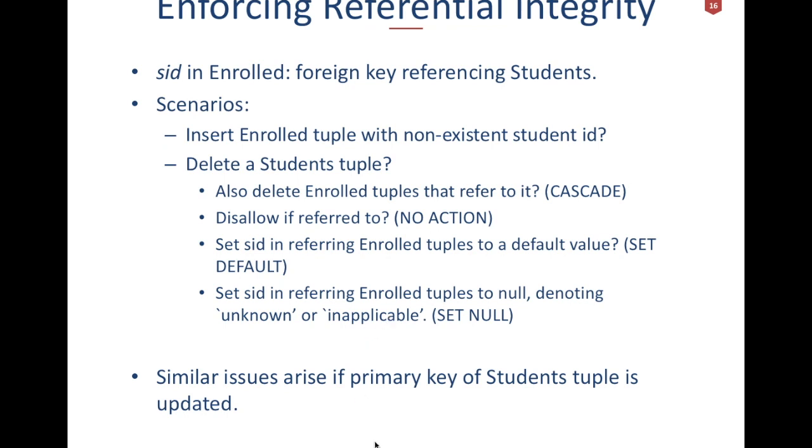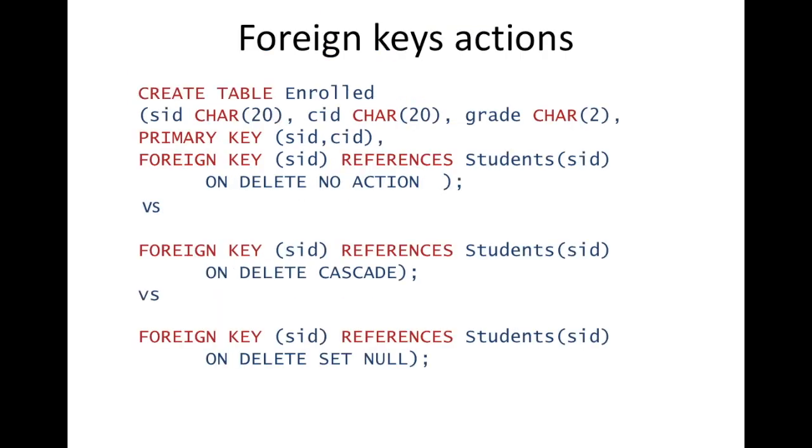We're saying that a similar issue arises if the primary key of a student tuple is updated, so on update and on delete. To see them more specifically, create table enrolled. When we put foreign key, you have the options on delete no action, on delete cascade, on delete set null, and those are the referential integrity scenarios that you can choose from.